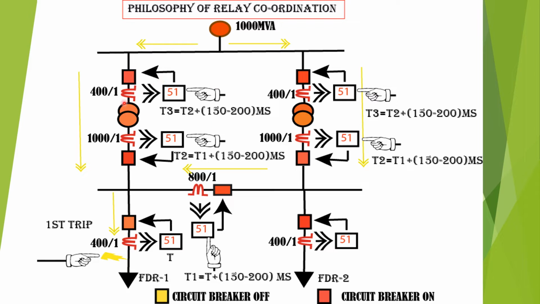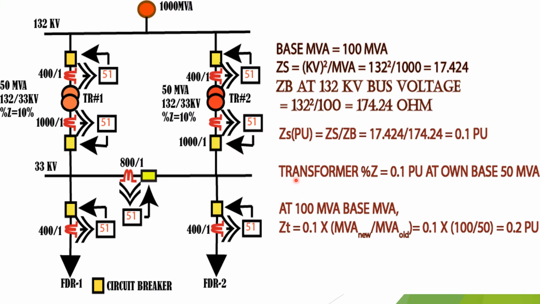So this is how the overcurrent relay coordination is done for case 1, that is, both transformers are running in parallel condition and the bus coupler breaker is on. So in case 1, two numbers of transformers are running in parallel condition and the bus coupler breaker is on. So we have to first calculate the fault current at the 33 kV bus. So here the source fault MVA is 1000 MVA and I have considered base MVA as 100 MVA.